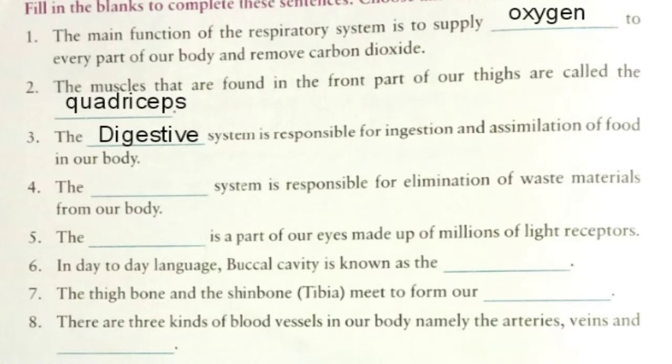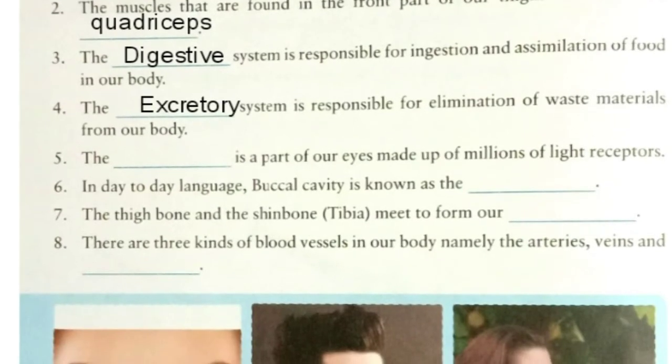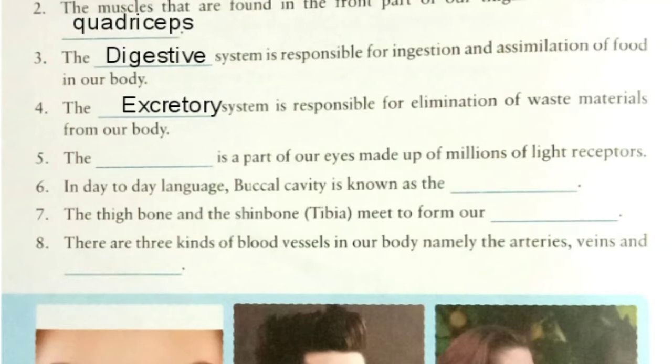Now let's see number 4. The dash system is responsible for elimination of waste materials from our body. Yes, you are right. It is our excretory system. Write the answer here. Now let's see number 5. The dash is a part of our eyes made up of millions of light receptors. Yes, it is called retina. We'll write the answer here.